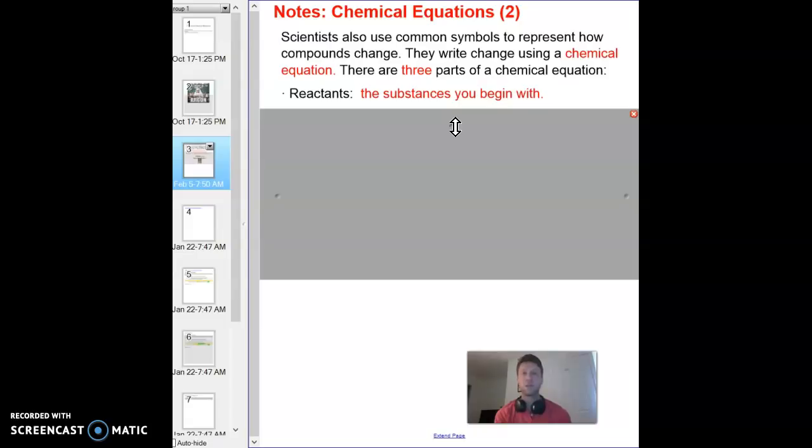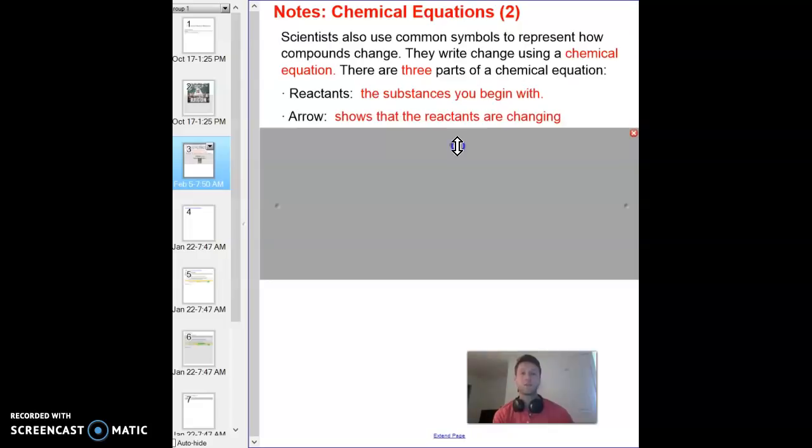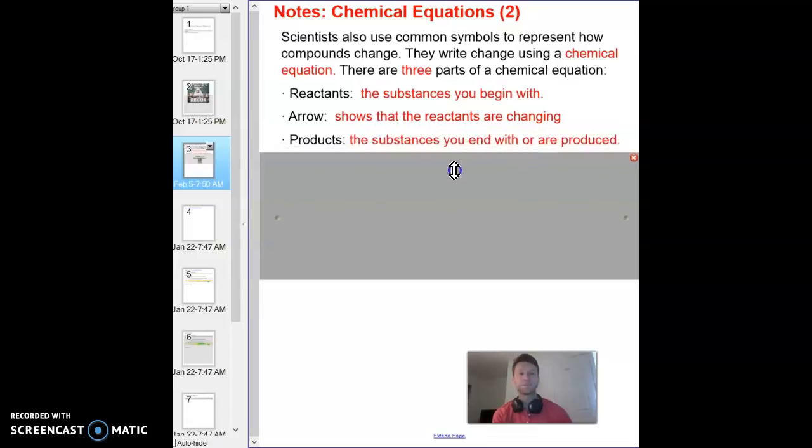Okay, so everything you begin with is what's called a reactant. The second part of a chemical equation is the arrow. The arrow shows that the reactants are changing into something new. So whenever you see the arrow, it means some sort of change is taking place. The last thing are the products. The products are the substances you end up with or that are produced in that equation.